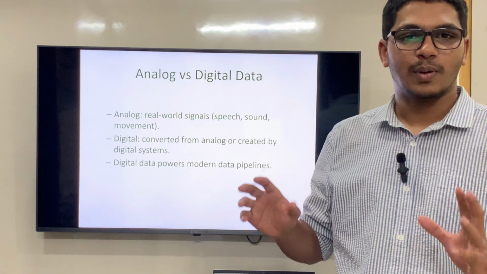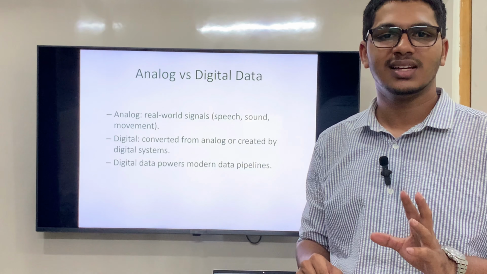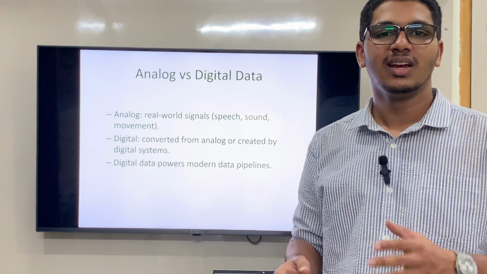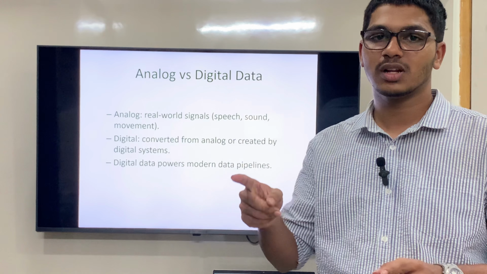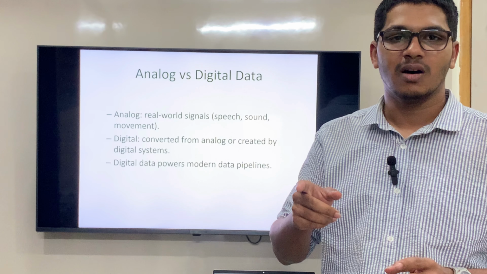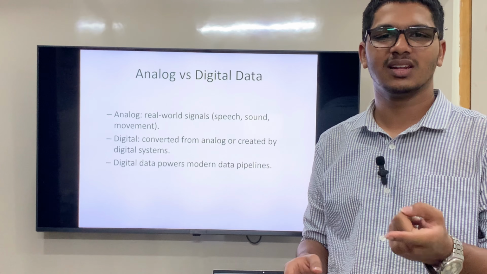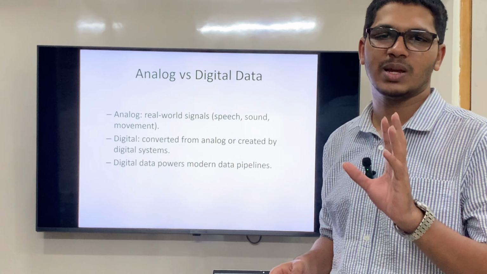Now, moving on. Broadly, data organizes in two forms, analog and digital. Analog data is created in the real world, for example, your voice, physical temperature, etc. Digital data, on the other hand, is produced by converting analog data into digital form, like audio recordings, or it's natively created by digital systems. Think of your mobile apps, social media clips, or online transactions. Digital data is what powers most modern data pipelines.